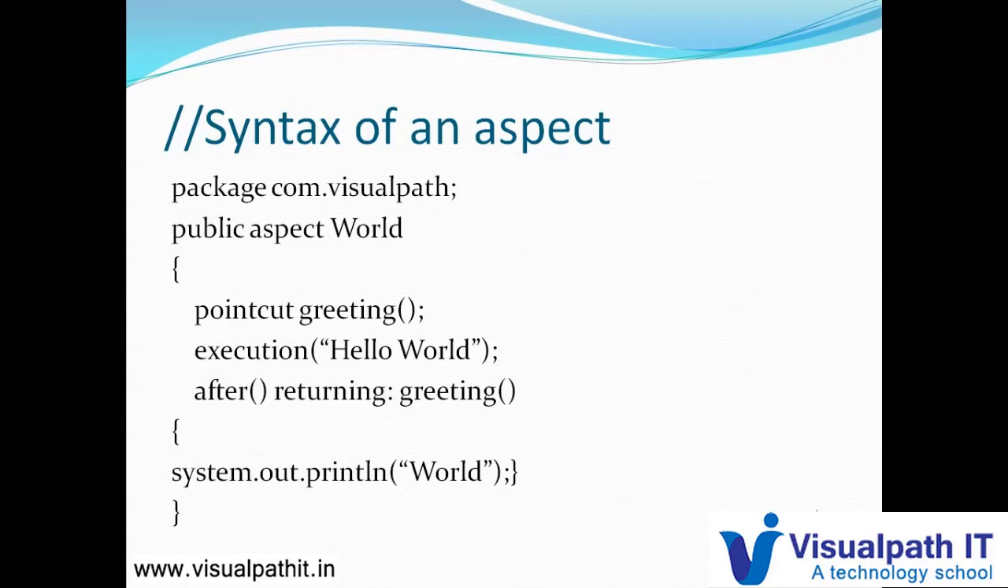The point cut declaration consists of the keyword point cut and the method execution on which the point cut is executed. So greeting here is the method declaration, and the advice declaration consists of the after declaration, which is executed after a method is returned, once the execution is completed. So here greeting is returned back.